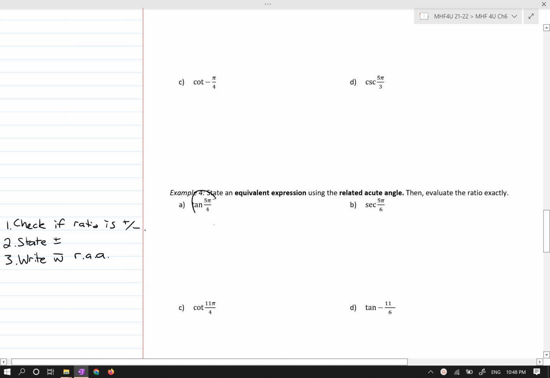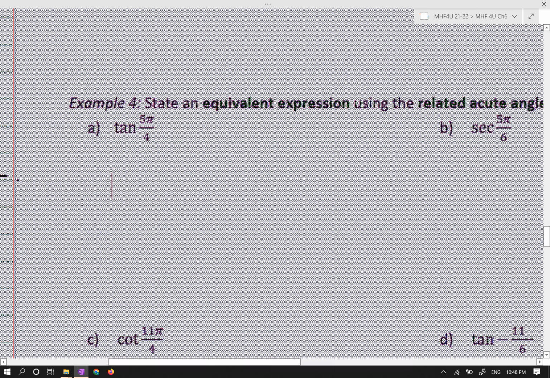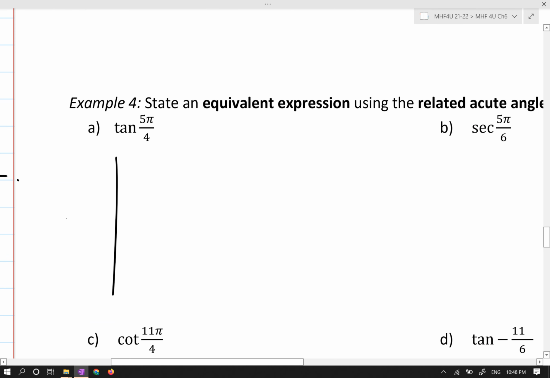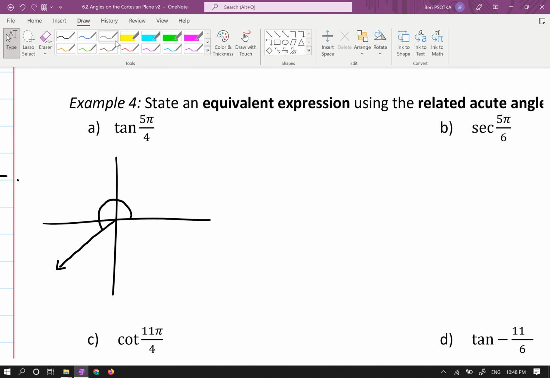So here we have the tangent of 5 pi over 4. So our first step, we know we're going to sketch that angle. Okay, so 5 pi over 4, I'm looking at something like this. I know 4 pi over 4 is halfway around my circle. So 5 pi over 4 is going to be something like this. There we go. We've sketched our angle. Nice work, guys.